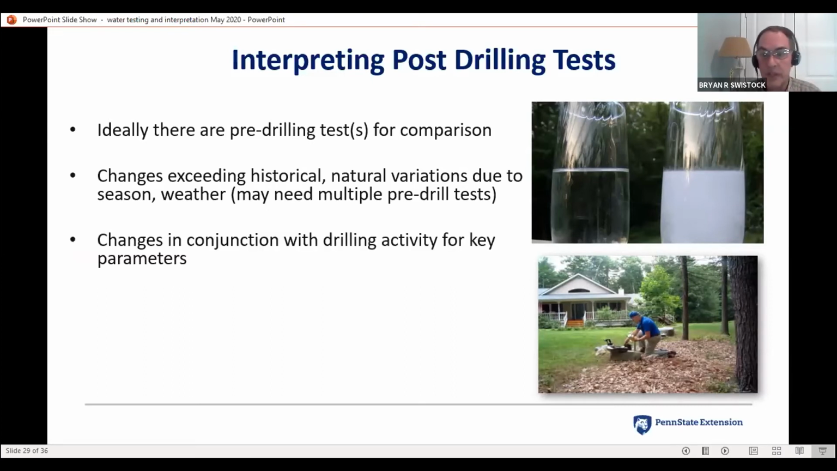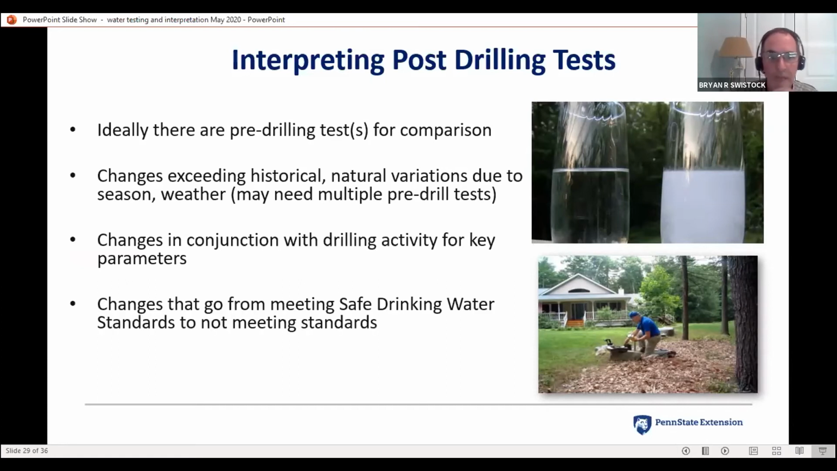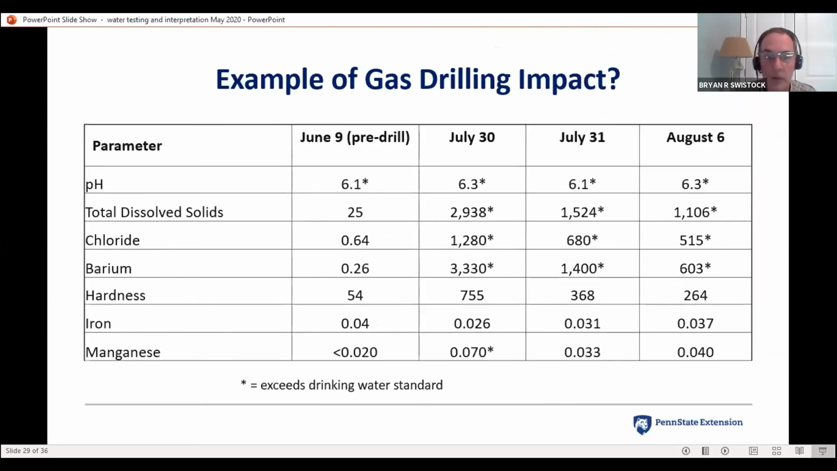We want to see if the changes occurred at the right timing. So when did drilling occur, and did these changes occur after that drilling in some reasonable amount of time? And also, did the changes violate drinking water standards? Did the water go from acceptable water quality to now violating drinking water standards? That's an important component as well. So here's just a couple examples.